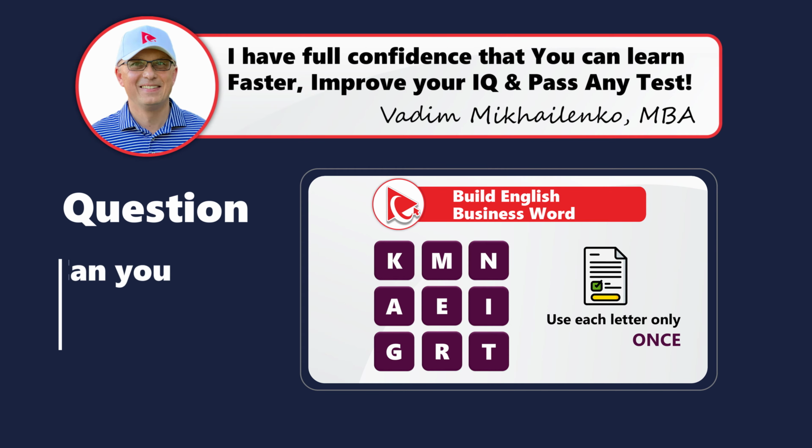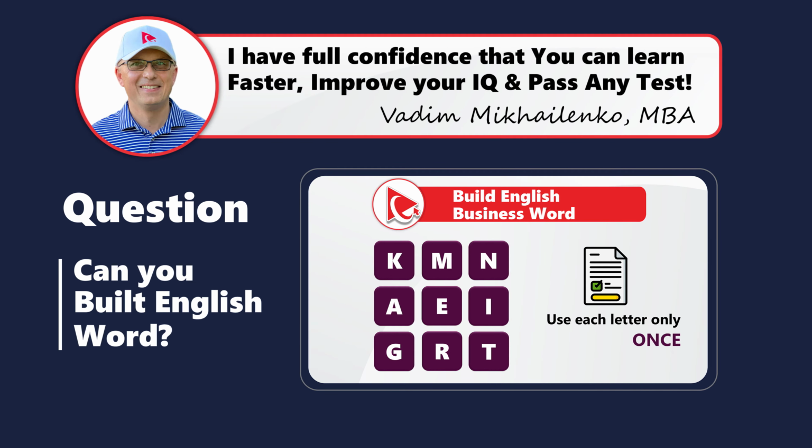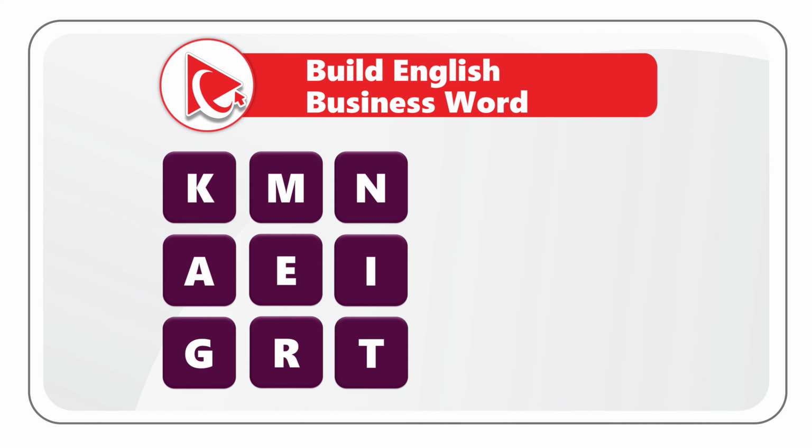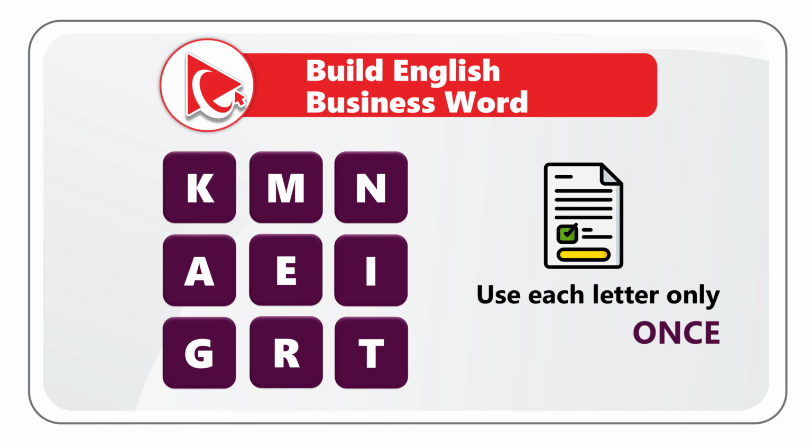Are you ready to test your English verbal reasoning skills? Here's the question where you need to build an English business word using 9 letters on the screen. The letters are K, M, N, A, E, I, G, R, T. The key condition here is that you need to use each letter only once. Take a close look to see if you can come up with the word.